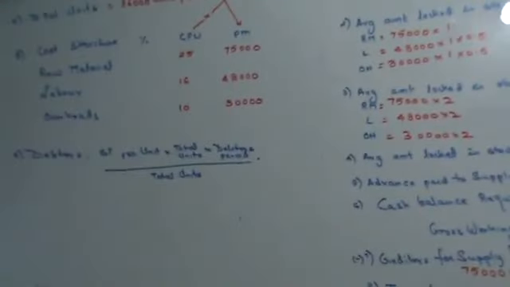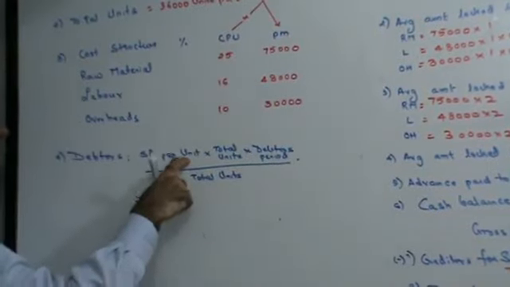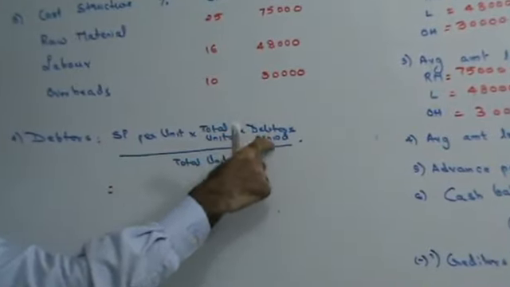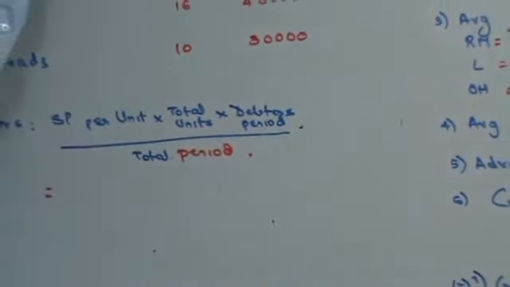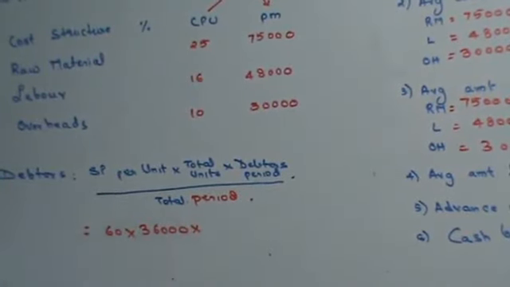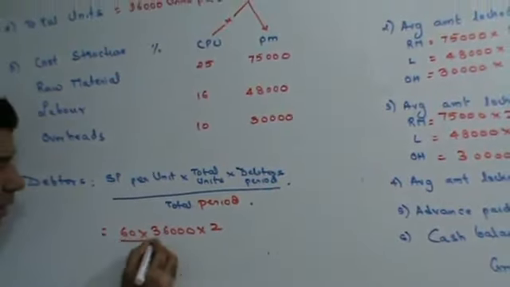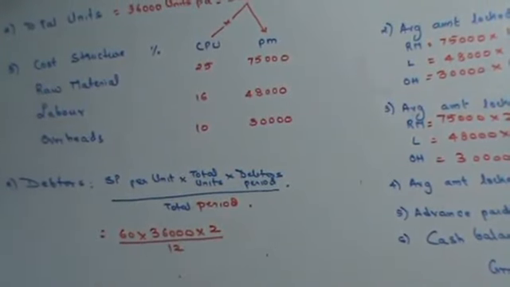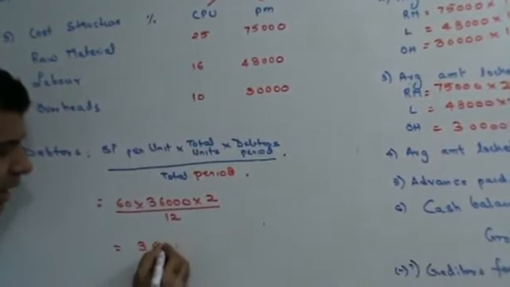Right? Let's move ahead. Credit period allowed for debtors is 2 months. Now can you see this please people? Now debtors is calculated by this formula. Selling price per unit into total units into debtors period upon total period. Okay. Selling price per unit guys is 60 rupees. Total units is 36,000. They are saying in the sum that the debtors period is 2 months. In 1 year there are 12 months. So when you calculate this will come to the value of your debtors, which will be 3,60,000.